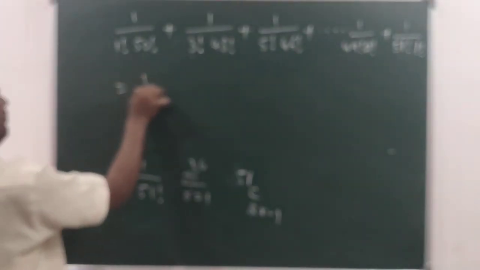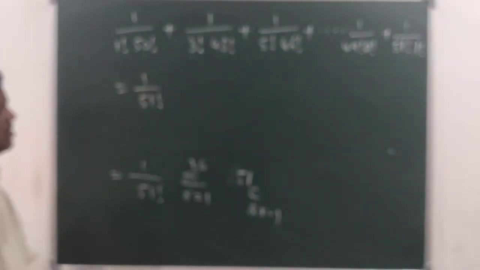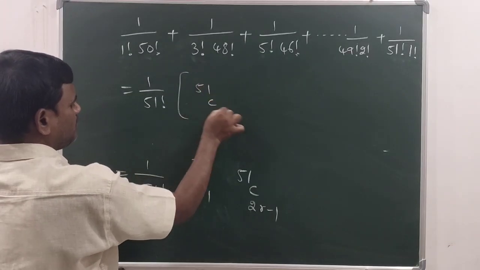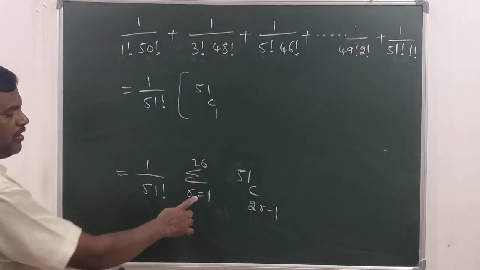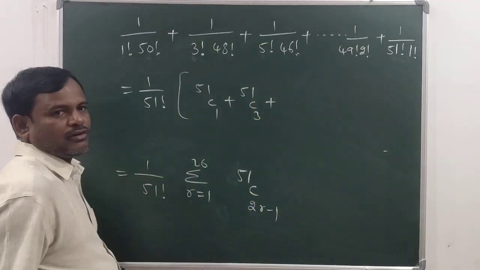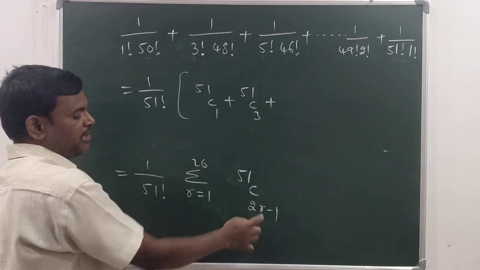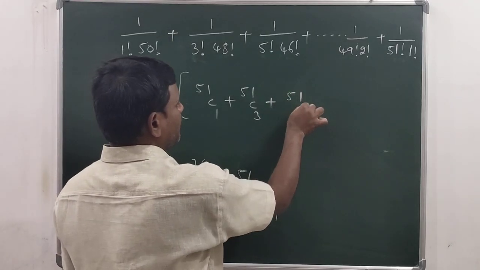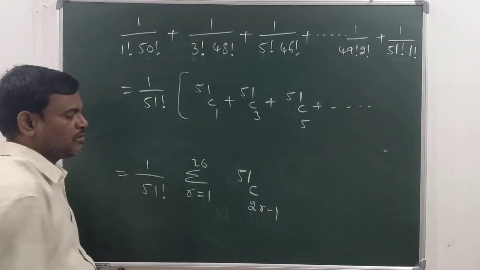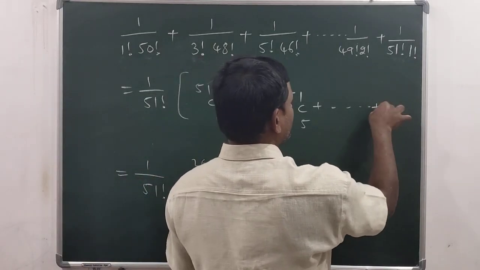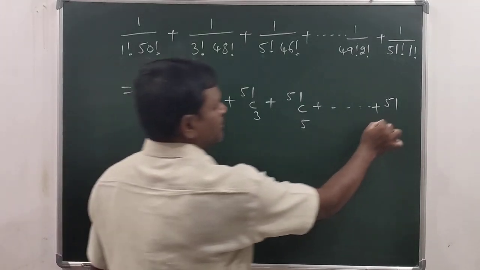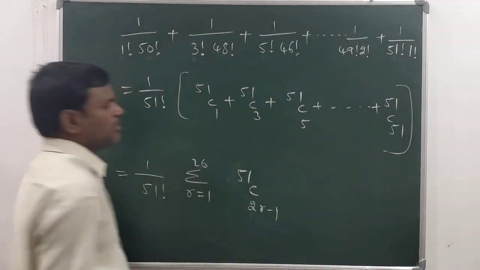Now 1 by 51 factorial. Now what about this? If you write r equal to 1, this is going to be 51C1. If I write r equal to 2, 2 into 2 minus 1 is 3, 51C3. If I write r equal to 3, 2 into 3 minus 1 is 5, 51C5 you will get, and so on. If I write r equal to 26, 2 into 26 minus 1 is 51, so 51C51. So what you have got?